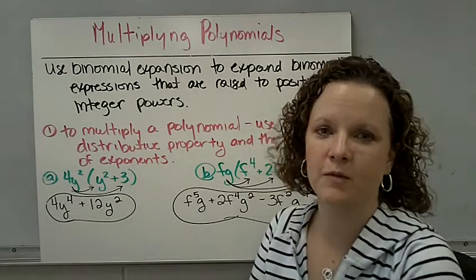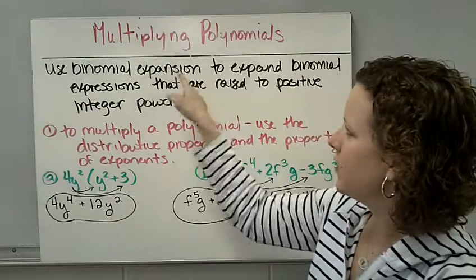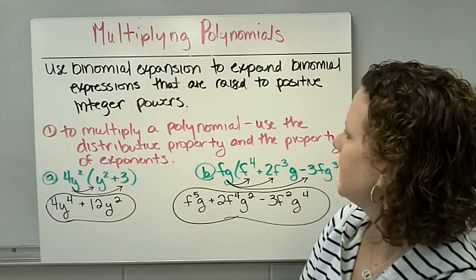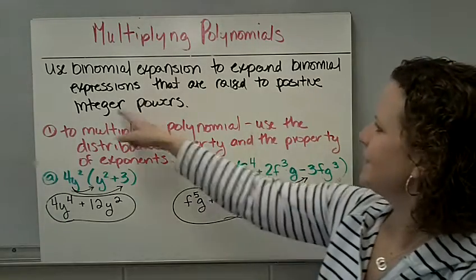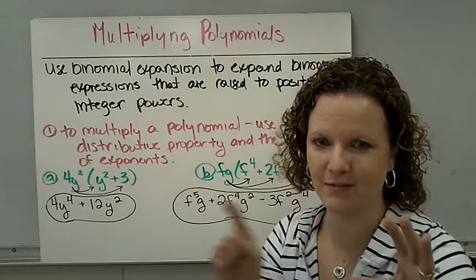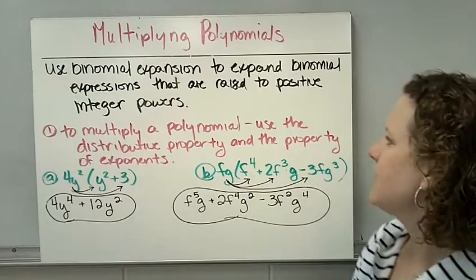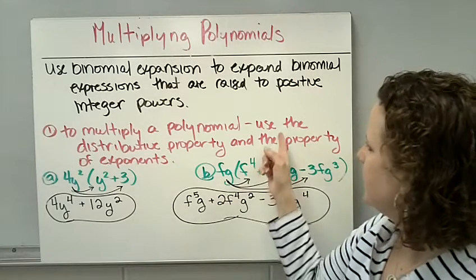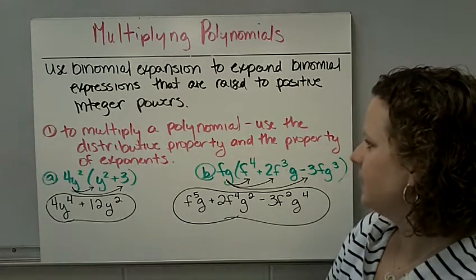Alright, today we're going to multiply polynomials. Really, we're going to use binomial expansion to expand binomial expressions that are raised to positive integer powers. That means we're going to have a binomial, which is two terms, raised to a number. So first of all, to multiply a polynomial, use the distributive property and the property of exponents.